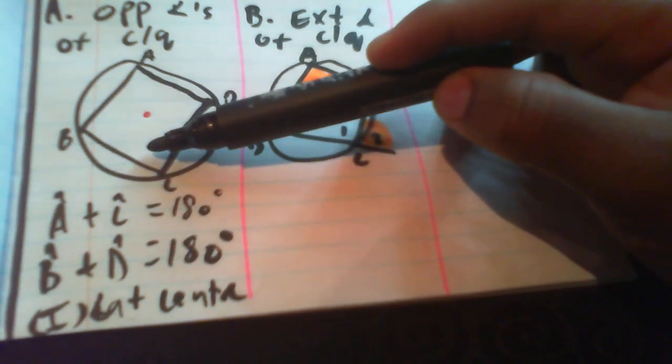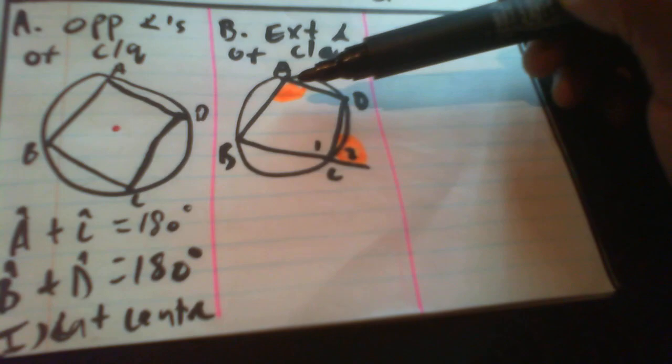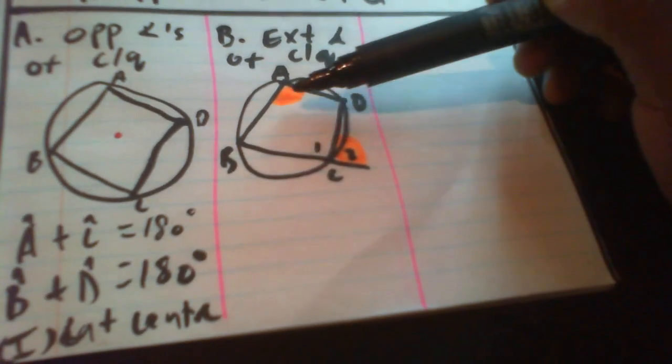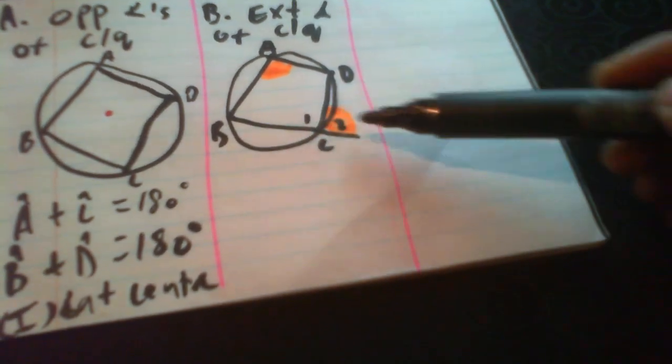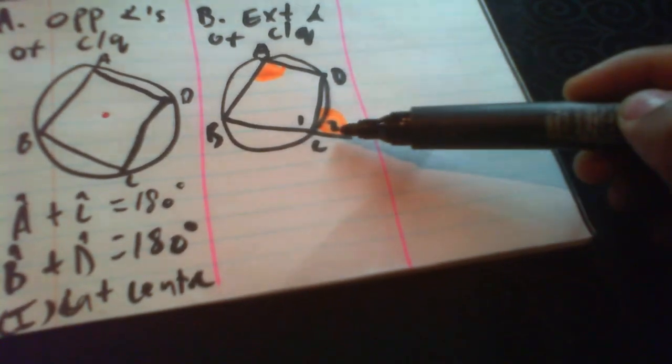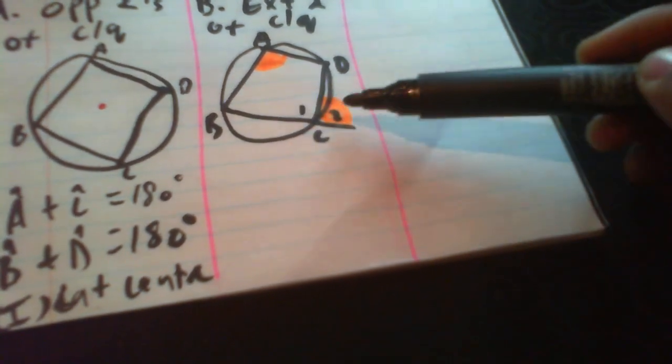Once you understand that opposite angles of a cyclic quad are supplementary, they add up to 180, then you'll see that A plus C1 also add up to 180, but C1 and C2 also add up to 180 because now you have angles on a straight line. So now, since C1 and C2 add up to 180, and A plus C1 also add up to 180, that means that C2 is now equal to A. Very, very simple to understand that one.